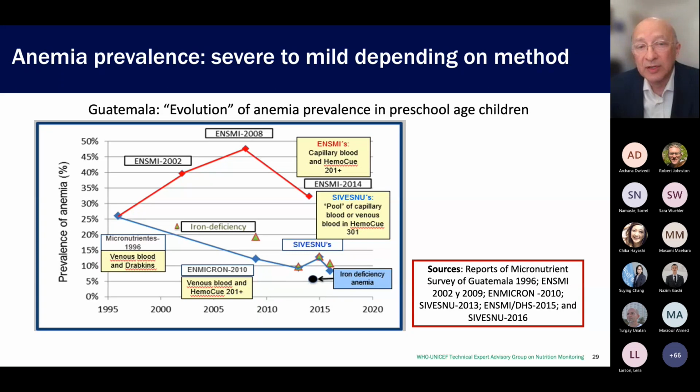This is a mix between types of blood as well as types of machines. But in the year 2010, it was using venous blood and 201+. That information was not published because the difference was so large that there was a fear that it was not really possible to do the comparison. But we'll tell you that depending on the method, a country could predict prevalence of anemia from severe to mild. It's not a biological conclusion. It's a problem of the methodology. The next one.